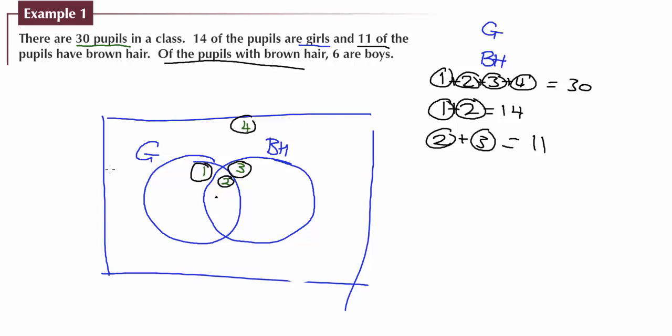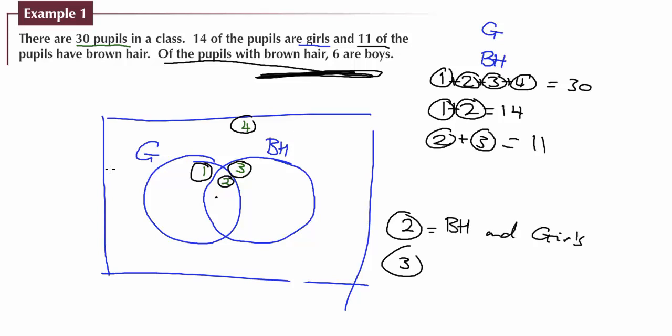And finally here, this is the thing which makes it obvious: of the pupils with brown hair, 6 are boys. Okay, so now let's look at this one here. Brown hair is 2 and 3. Now let's think about this. 2 here, it's obviously they've got brown hair and they're girls. So this is not the section we're talking about. But think about section 3 here. It's not in the girls circle. So that means it's boys with brown hair. So this is the most important one, because that's telling me that I can put 6 inside here. I know that. Now this helps me figure everything out, because now let's look at the other stuff.